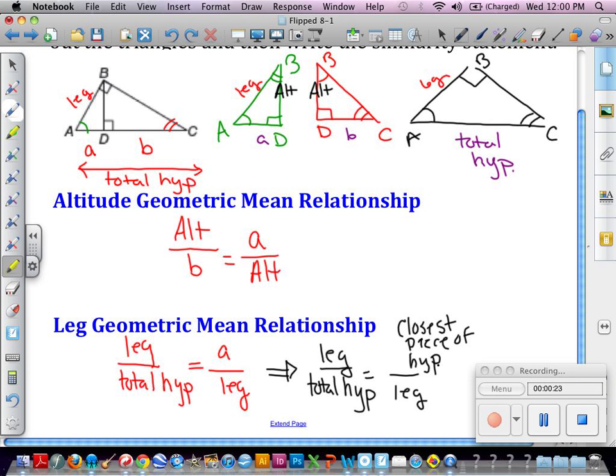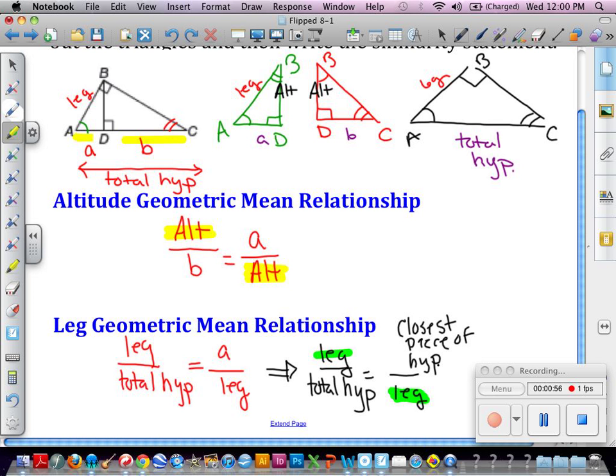Remember, geometric mean has two dimensions across from each other. With the altitude geometric mean, you take the hypotenuse as part A and part B. In the leg geometric mean, the legs are across from each other, and these are the same legs. And then you're going to take the total hypotenuse of the original, large right triangle, and the closest piece of the hypotenuse.